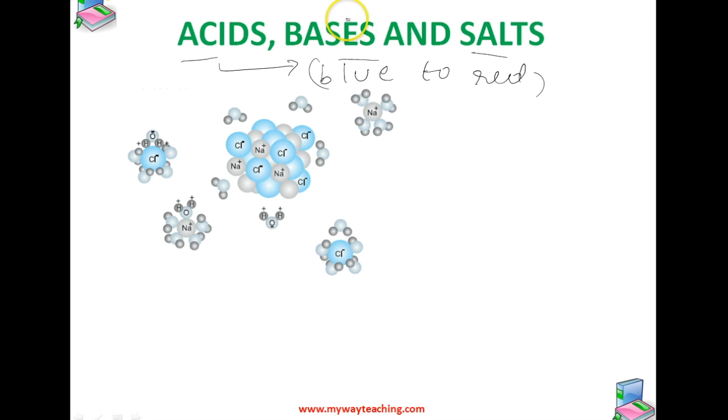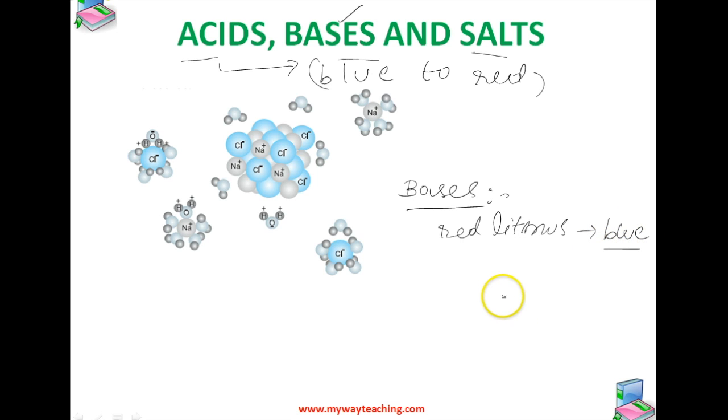Similarly, come to the bases now. Bases are known to turn red litmus paper to blue. They convert red litmus paper to blue. They taste bitter and feel soapy. A common example of a base is washing soda used for washing purpose.